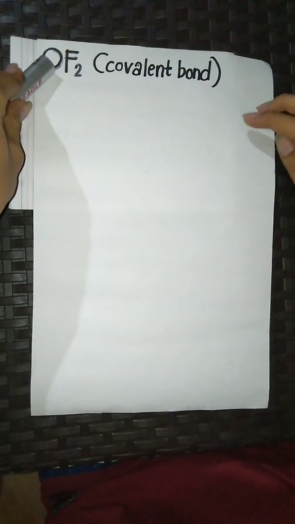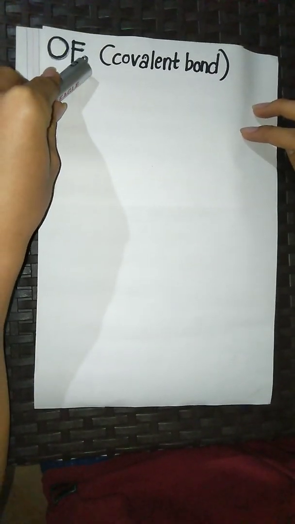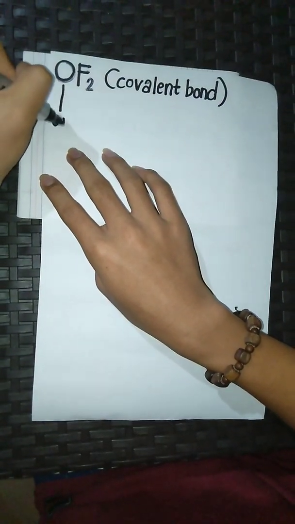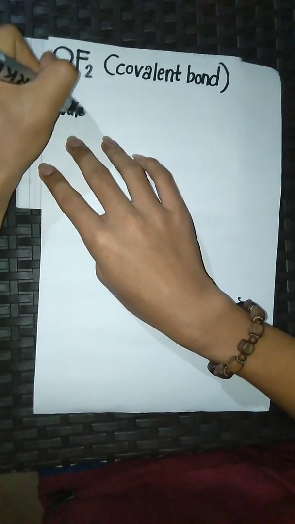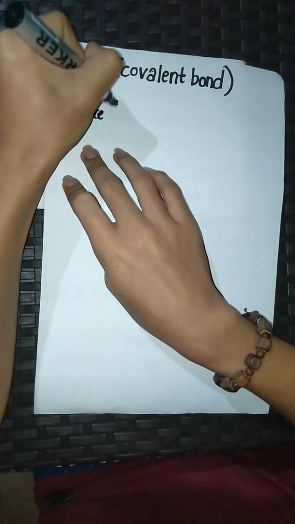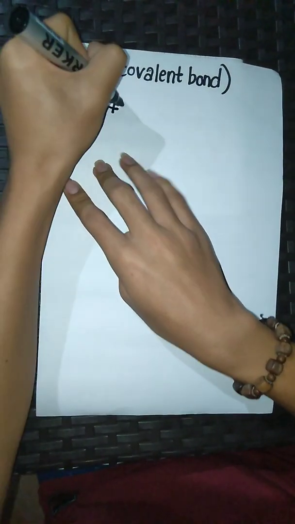OF2 is called oxygen difluoride. They are covalent bonds because they are both non-metals. We have one oxygen atom, while fluorine has 2 fluorine atoms. Oxygen has 6 valence electrons. However, fluorine has 7 valence electrons.